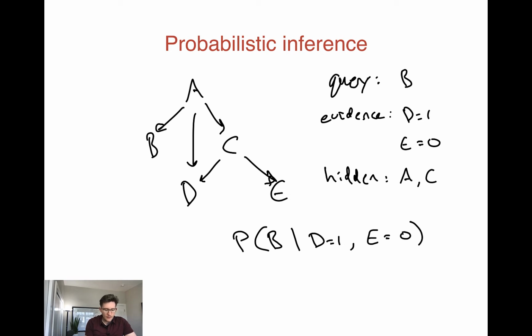Notice that if I want to write down this expression of probability, I put B in front of the condition because that's our query. I'm putting D equals 1 and E equals 0 in our evidence. And then the hidden variables, the don't care variables, they don't appear anywhere in this expression. By the way, we could have said we want the probability of B equals a particular value, let's say 1. What we're going to do in general for these algorithms is give you the whole distribution over B as output.